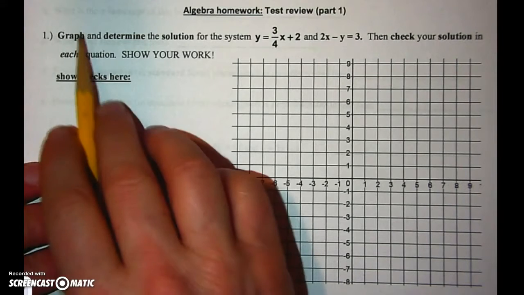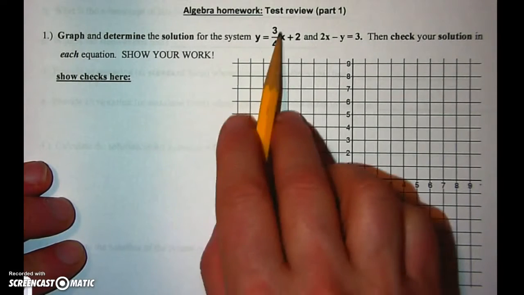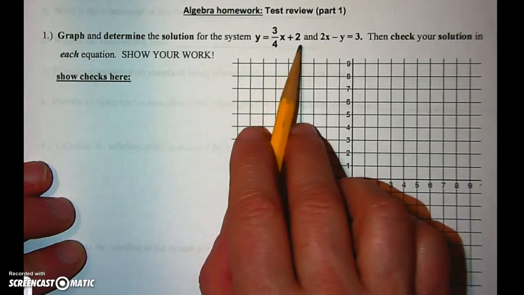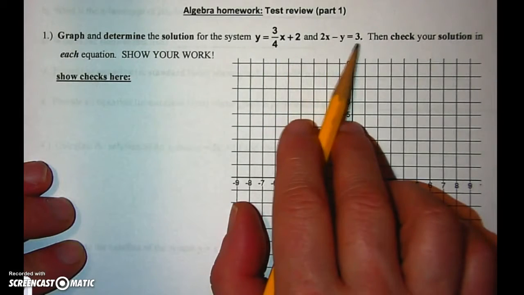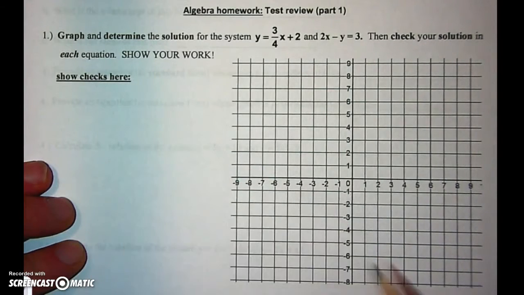The first one says graph and determine the solution for the system y equals 3/4 x plus 2 and 2x minus y equals 3. Then check your solution in each equation, show your work.